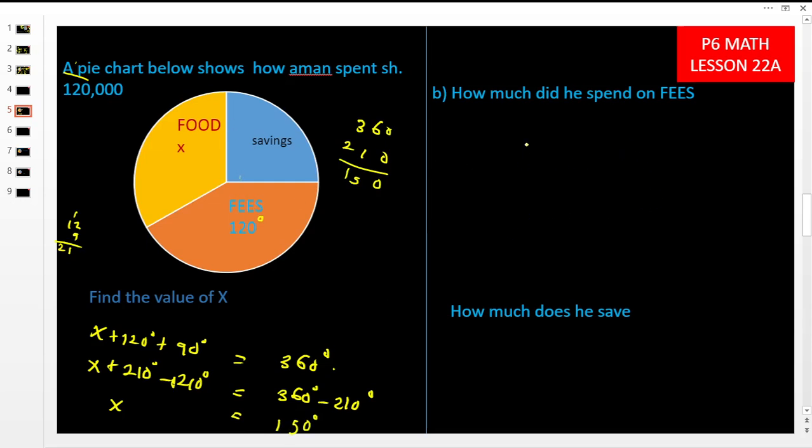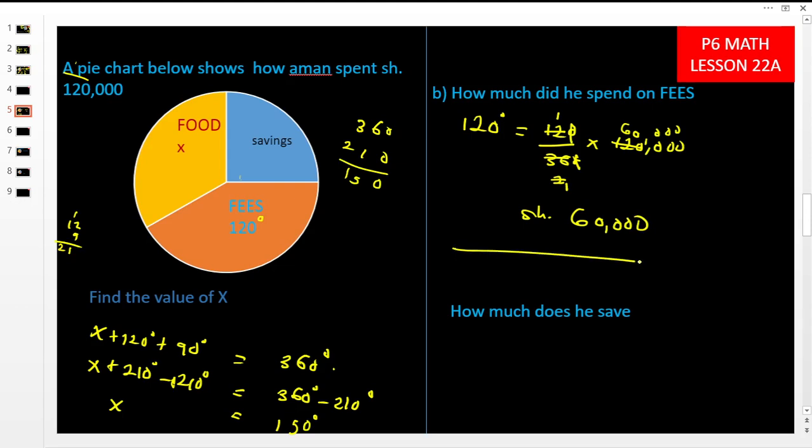They are saying, how much did he spend on fees? On fees he spent 120 degrees. So in terms of fraction, 120 out of 360, times the 120,000. So 1 by 3 of 120,000 is 40,000. So he spent 40,000 shillings. The school was cheap.